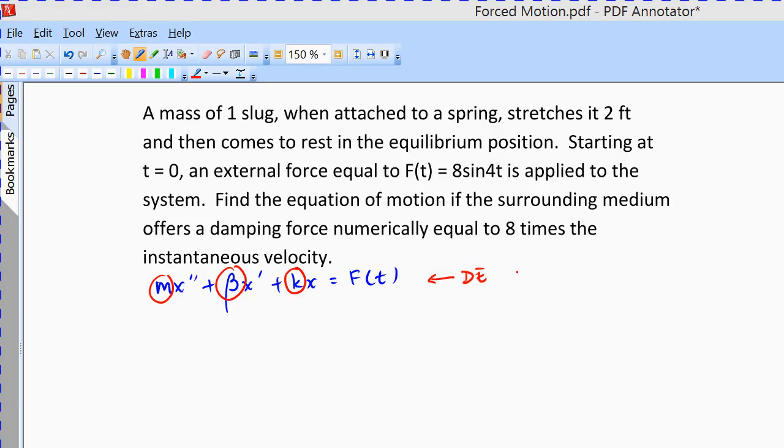A mass of one slug, when attached to a spring, stretches it 2 feet and then comes to rest in the equilibrium position. Starting at t equal to 0, an external force equal to 8 sin 4t is applied to the system. Find the equation of motion if the surrounding medium offers a damping force numerically equal to 8 times the instantaneous velocity.